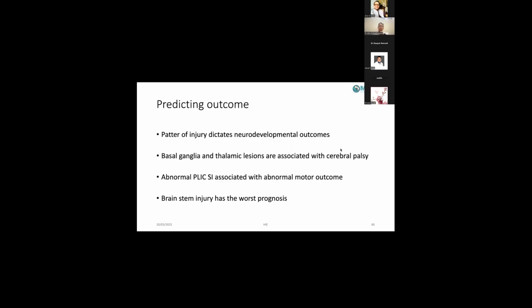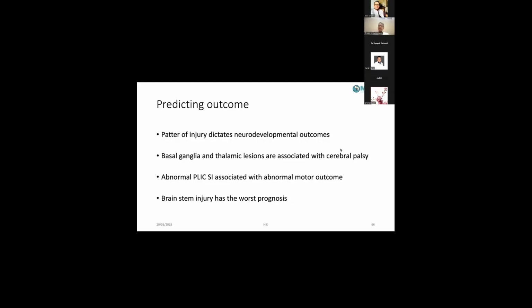So predicting outcome. Pattern of the injury dictates the neurodevelopmental outcome. If your basal ganglia or the thalamic areas are involved, there are lesions in the thalamic areas, they are 70% of the time associated with cerebral palsy. Abnormal PLIC signal intensity is always associated with abnormal motor outcome. Why? No wonder. The PLIC is carrying the fibers from the cortex to the midbrain and all the way to the spinal cord. If there's a problem there, you're going to have a motor problem.